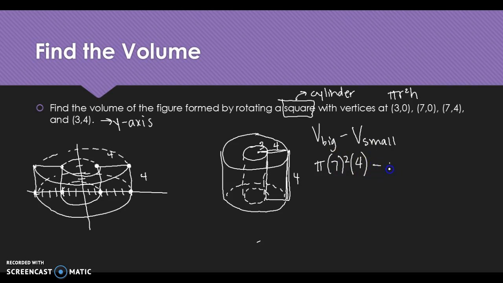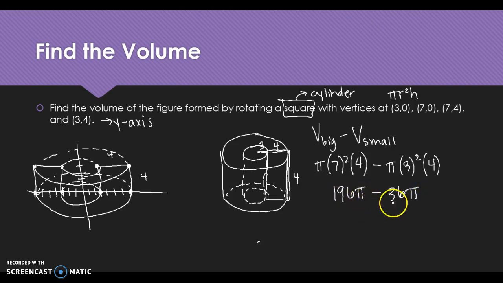I'm going to subtract the volume of the small. The small radius is 3, and the height again is 4. So 7 squared is 49, and times 4 is 196. So we have 196 pi for the big one. And the small one, 3 squared is 9. 9 times 4 is 36.